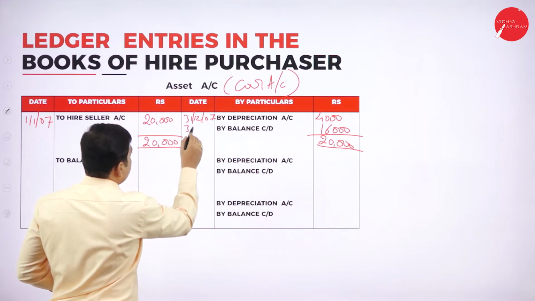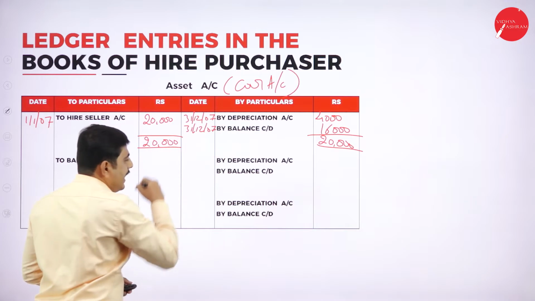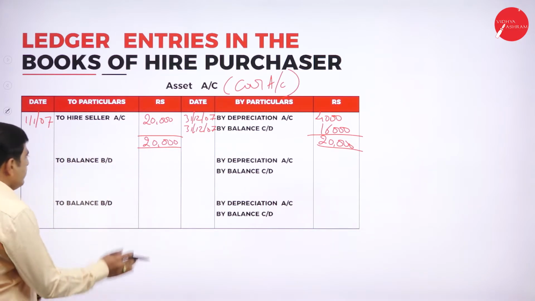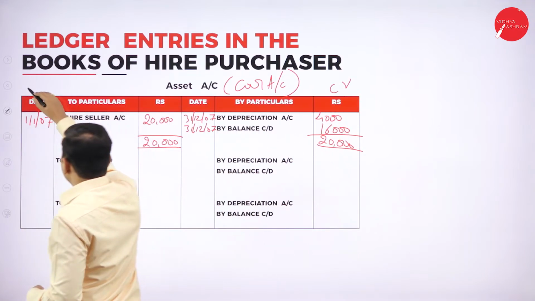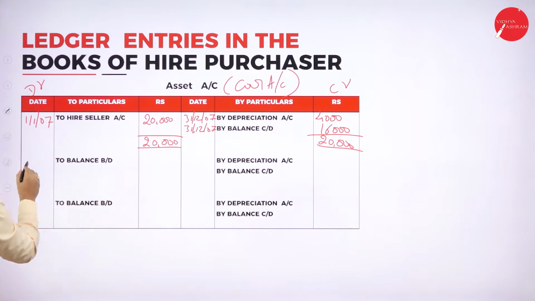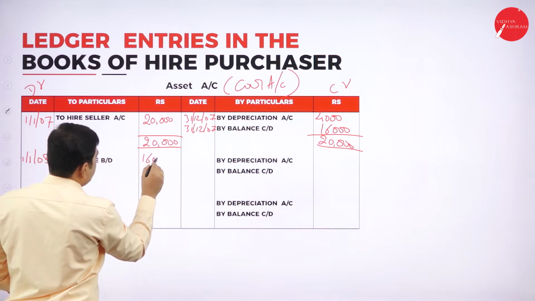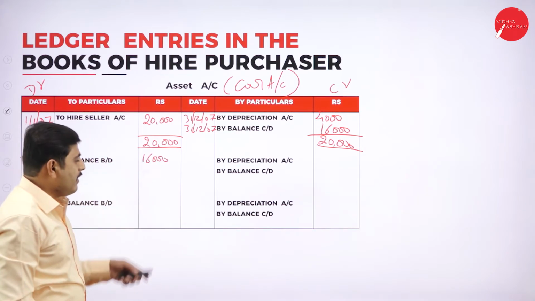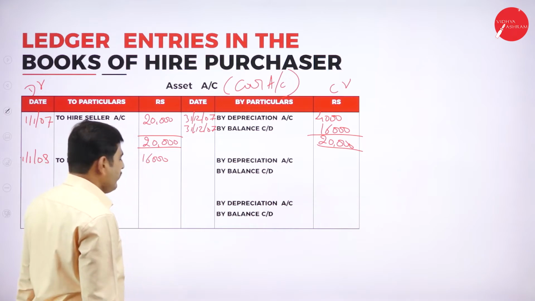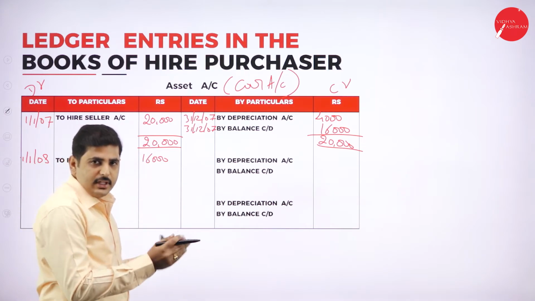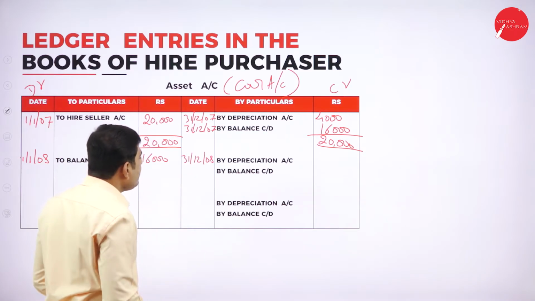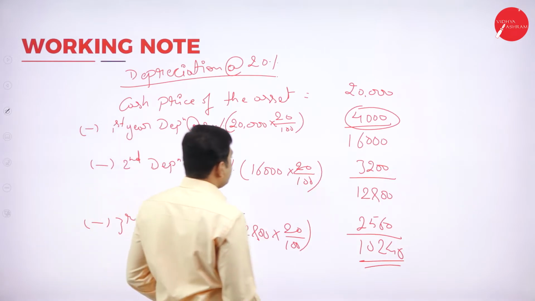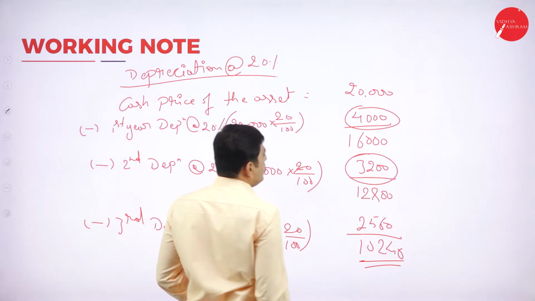Remaining 60,000 will be carried down. On what date? 31st 12 2007. Again, on the first day of the next year, it will be brought down. If it is carried down on the credit side, it should be brought down on the debit side. So on 1/1/2008, it will be brought down. It is 16,000. When do we calculate the depreciation? At the end of the second year, so it is 31st 12 2008. The second depreciation we have calculated is 3,200.